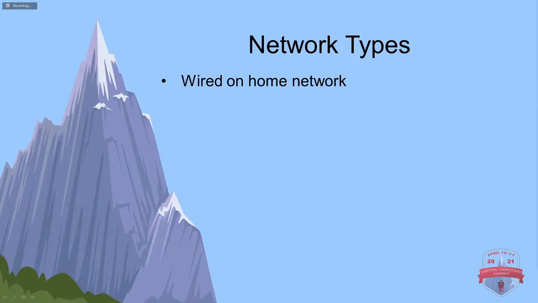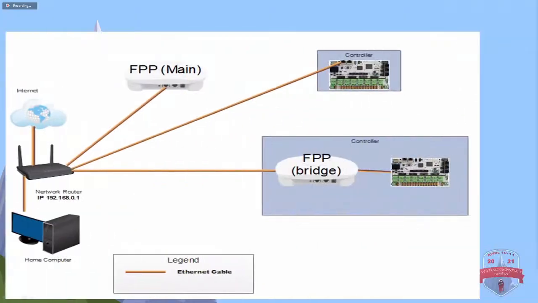The simplest network type is wired on home network. This is where you connect your FPP devices and controllers directly to your router. This configuration has a couple pitfalls, but it's very simple. As you see, you have your router, and your controllers, everything connects directly to your home router.